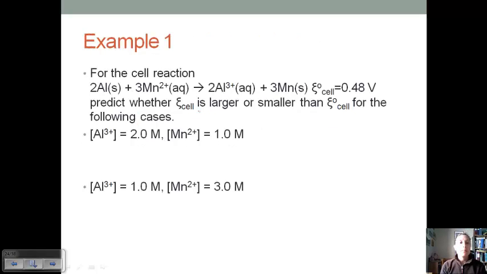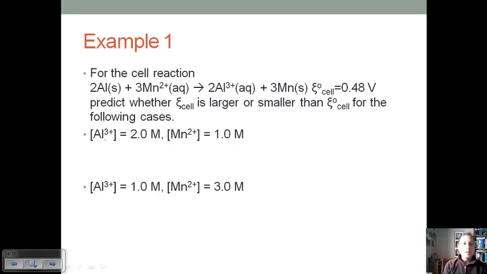So let's look at an example. So for the cell reaction, 2 aluminum, 3 manganese ions, 2 aluminum ions, 3 manganese solid, the cell potential is 0.48 volts. We want to predict whether the potential of the cell would be larger or smaller than the standard reduction potential given these non-standard conditions.